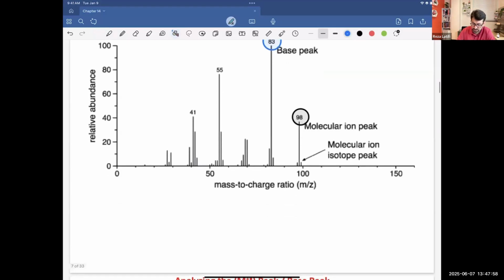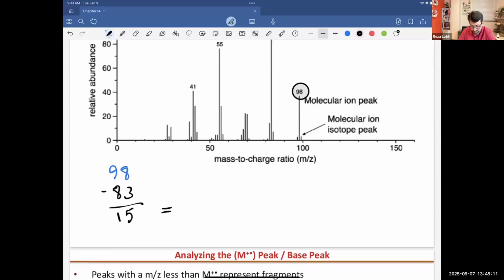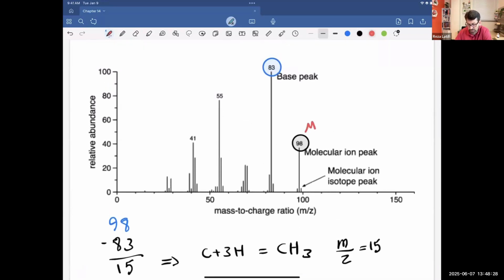If you subtract these two, I have 98, and I'm going to subtract 83 from it. That's going to give me 15. And this 15, you can actually write as a carbon plus 3 hydrogen. M over Z of CH3 is going to be equal to 15. So what happened here? If you call this one M, the 83 is the molecular ion peak that lost one methyl group. So I'm going to call this base peak M minus 15. And what's the 15 here? It is the CH3.